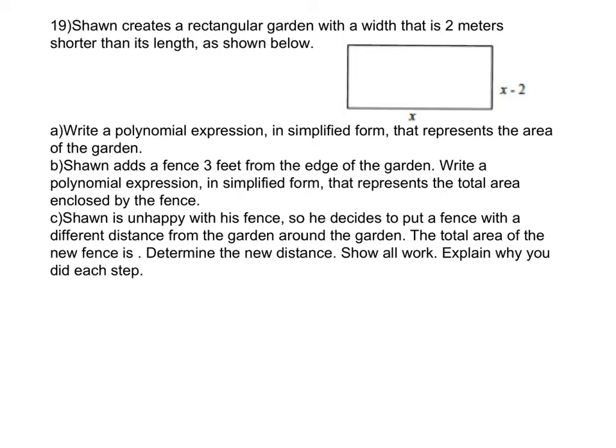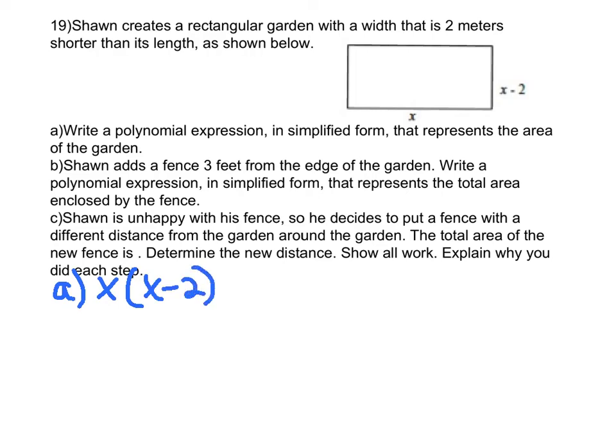Alright, number 19. It always helps to have a picture. So in this case, they did give you a picture, but if they don't, actually draw it. It really, really helps. In part A, they're asking you to write an expression in simplified form that represents the area of the garden. Remember, area for a rectangle is length times width. So for part A, we're taking that length times the width.